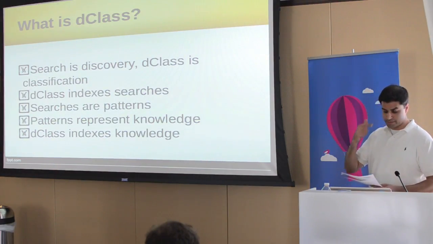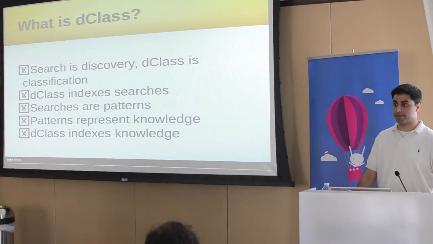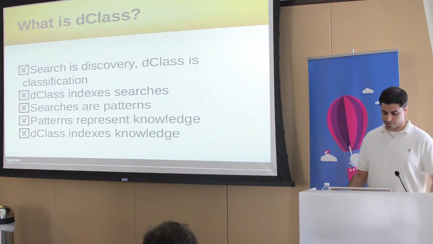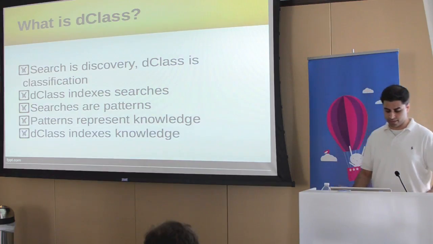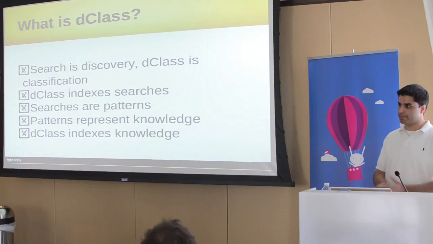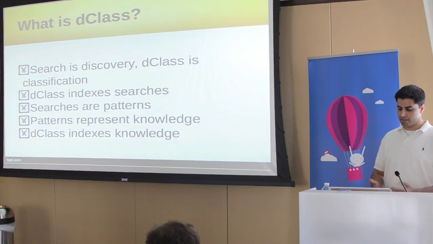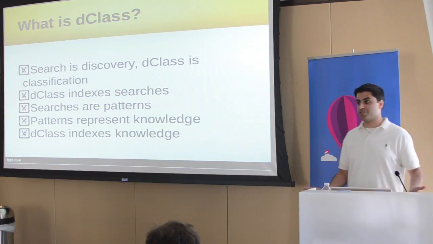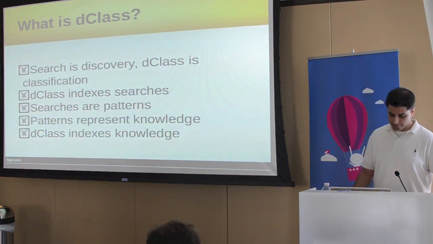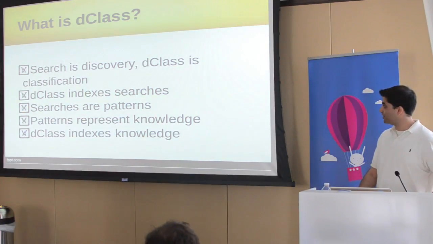So, what is dClass? It's a classification engine. It's actually a pattern index. These patterns tell you things. In dClass, you index these patterns in, and then you pass your data into dClass, and it matches up these patterns to your data. Basically, that's classification. It's a way of doing classification. As similar as this looks to search, it's actually very different than search.